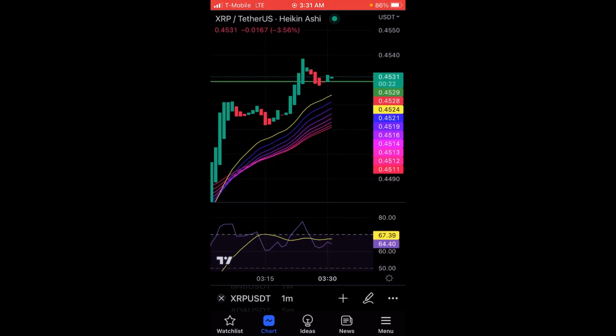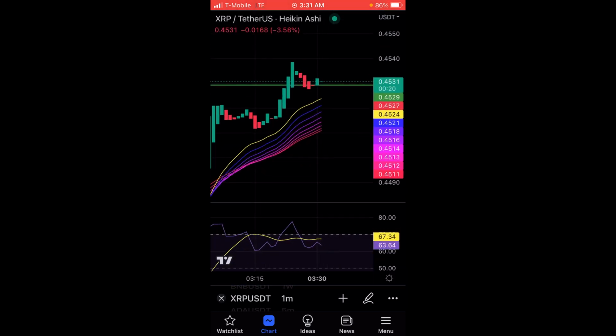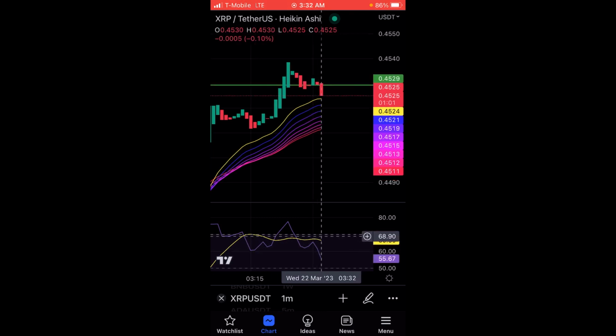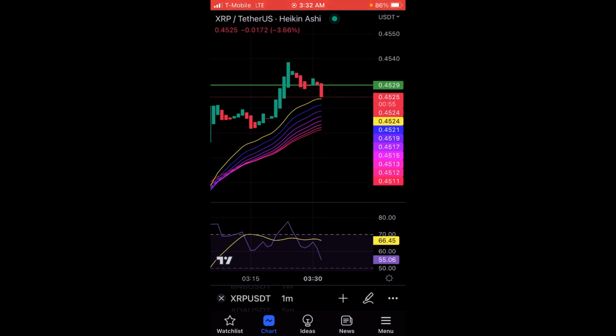Now you'll notice that it's going the opposite direction. So it works most of the time here, but let's just see what happens. You want to wait for it to cross back up because the overall trend is going down. It's most likely just doing a little correction.